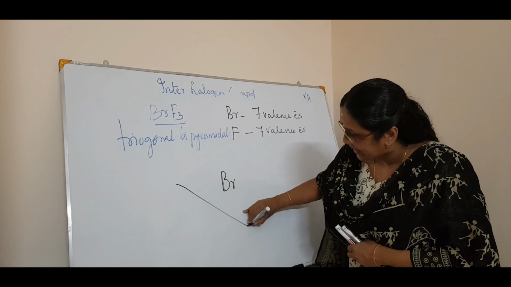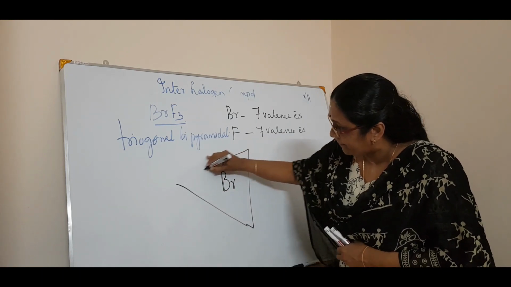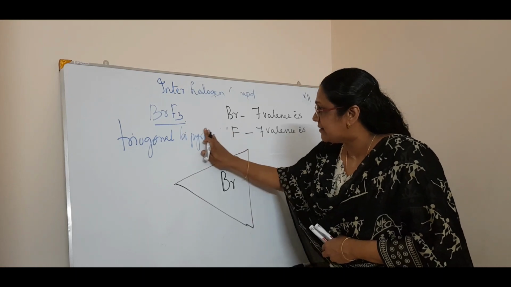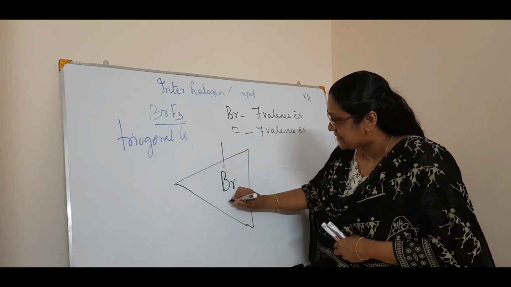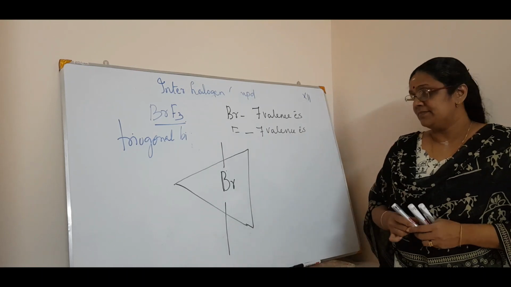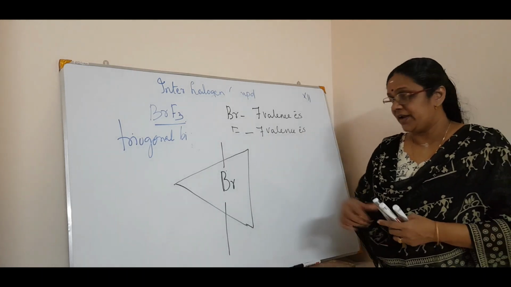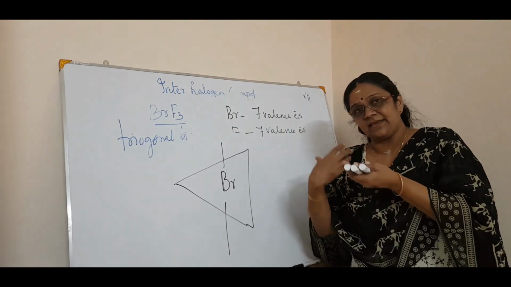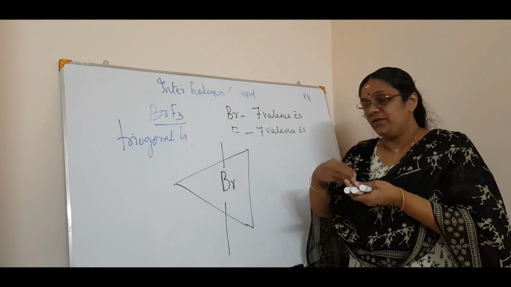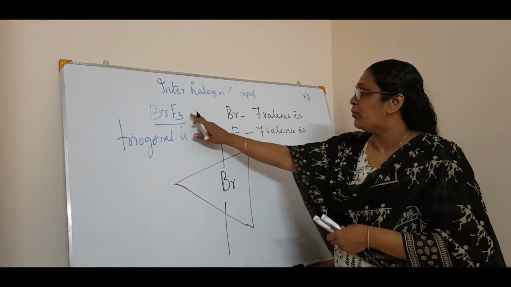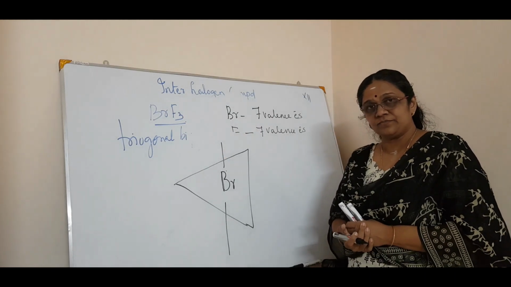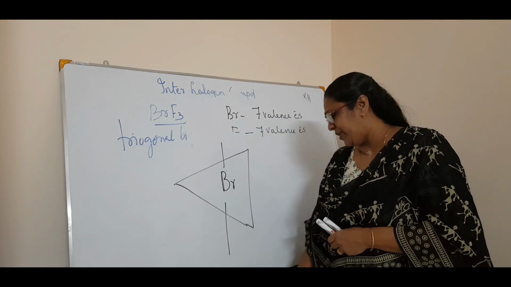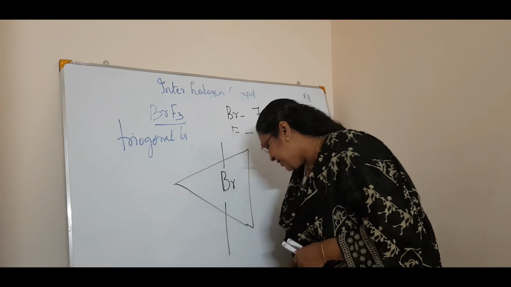Trigonal bipyramidal, no? So I will have an equilateral triangle, and bipyramidal means like this. A triangle with one axis like here and one axis like here. That is trigonal bipyramidal. So what happens is, how many fluorine atoms? 3 fluorine atoms are there. It is BrF3.